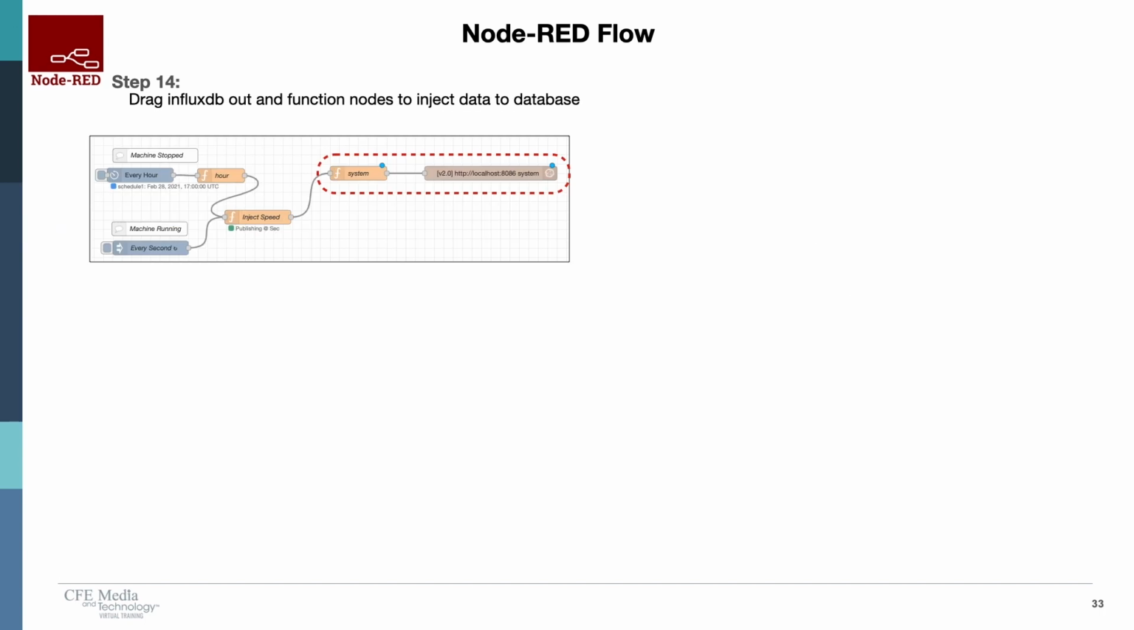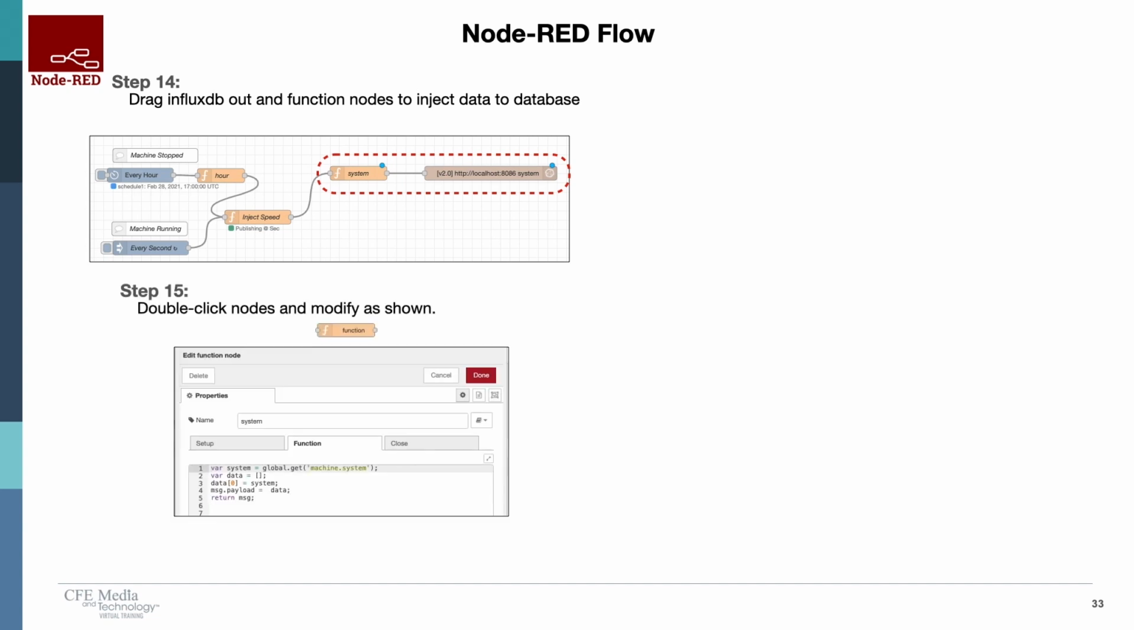The next step is to feed that into another function, which is going to grab the system object from the global variable called machine. So machine.system. And we just need to create a variable that's an array and populate the first array element with that object. And then we're going to return that to message.payload, which then gets fed to our InfluxDB node.